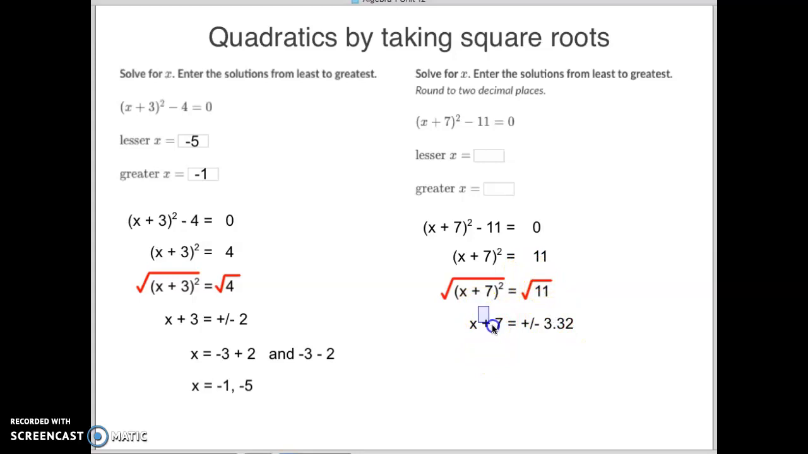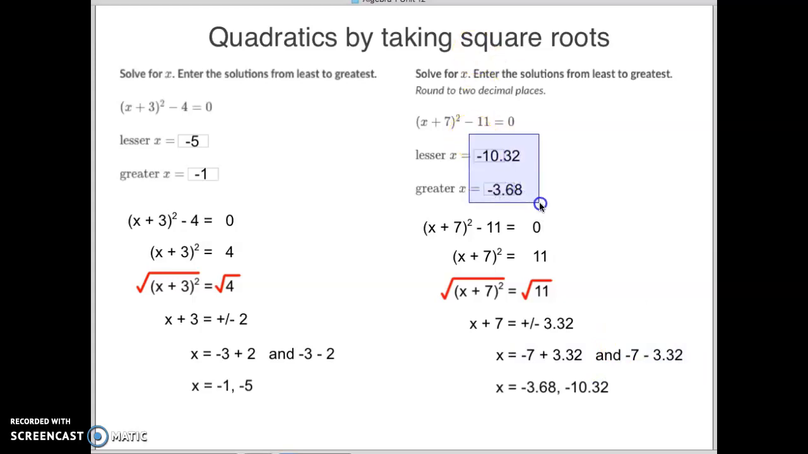Then we're going to subtract 7 from both sides, and we're going to subtract 7 from the positive 3.32 and the negative 3.32. The first one would total up to be negative 3.68, and these two would total up to be negative 10.32, which are our two answers right up here. The lesser one on the top, that one on the bottom.